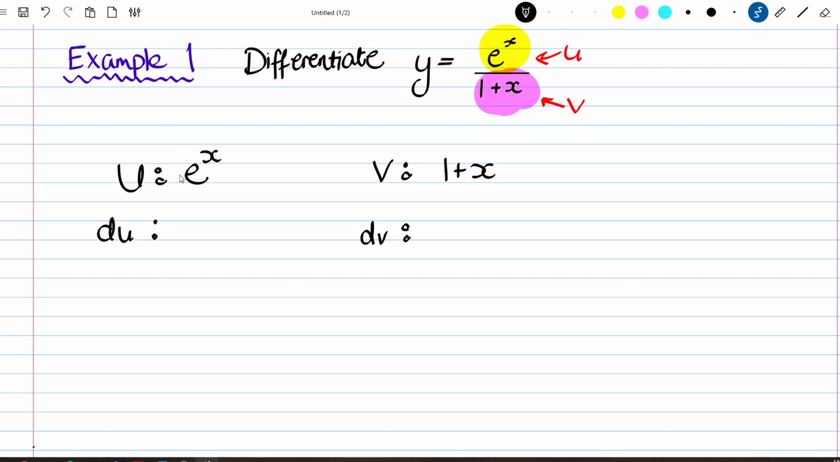Now, differentiating e to the x keeps it exactly the same, so it's going to remain as e to the x. Differentiating 1 plus x, 1 is a constant, so that's going to go, and x differentiates to 1. So with a bit of foresight, it's going to be quite nice. We're going to be multiplying some terms by 1.